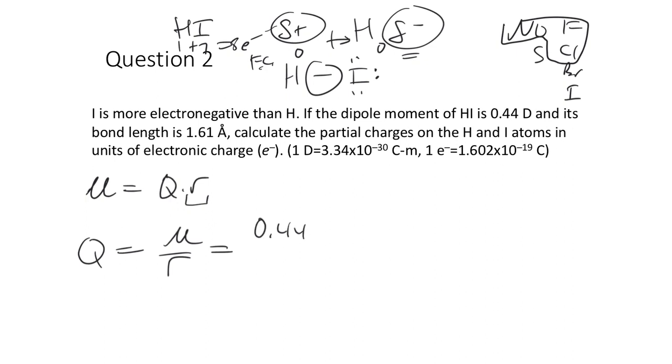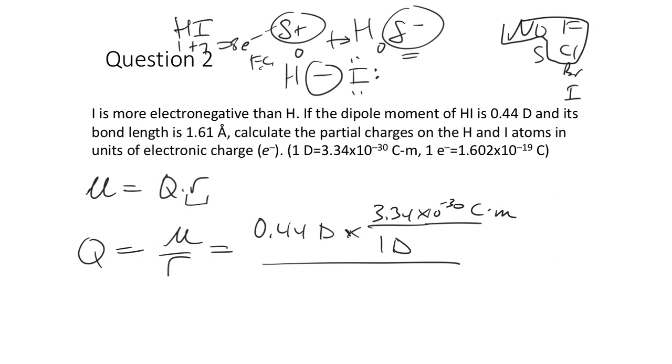So I take 0.44 debye as my dipole moment. I'm going to convert this into SI units, coulomb times meters. Excuse me, I did this conversion backwards. 1 debye is equal to 3.34 times 10 to the minus 30 coulombs times meters. Then I'm going to divide this by the bond length that I convert over to meters. My bond length is 1.61 angstrom, and 1 angstrom is 10 to the minus 10 meter. So it's 1.61 times 10 to the minus 10 meters. That allows meters to cancel, debye to cancel, so I get the charge in units of coulomb.